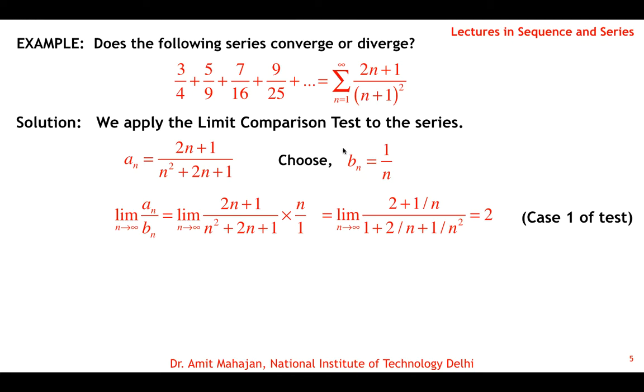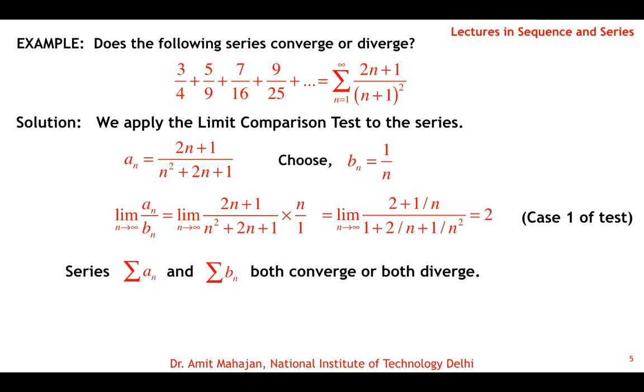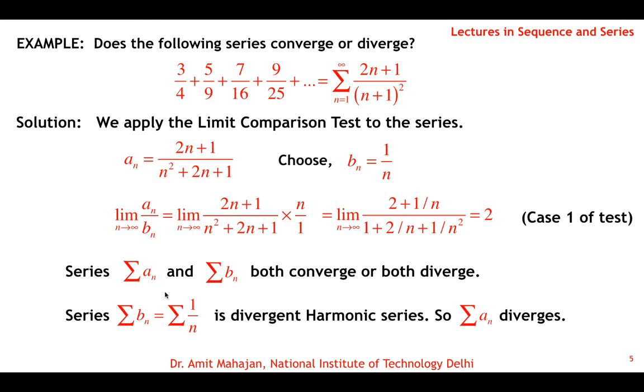And since we know this series of Bn is a divergent harmonic series, that means that series of An will diverge here. Series both converge or both diverge because of case 1, and because series Bn, which is series 1 by n, is a divergent harmonic series, series An also diverges. Now I hope it is clear how to utilize this test. Given a series, you choose another series of bn's and just check the limit, and then you can use the limit comparison test to decide on the original series.